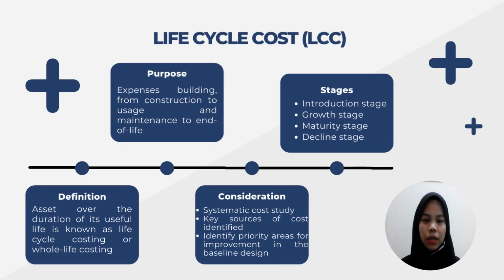I'm going to talk about life cycle cost. Firstly, the cost of an asset over the duration of its useful life is known as life cycle costing or whole life costing. Second is purpose. The purpose is to examine the building from construction to usage and maintenance to end of life. The consideration is a systematic cost study, key sources of cost identified, and priority areas for improvement identified in the baseline design. The stages include the introduction stage, growth stage, maturity stage, and decline stage.